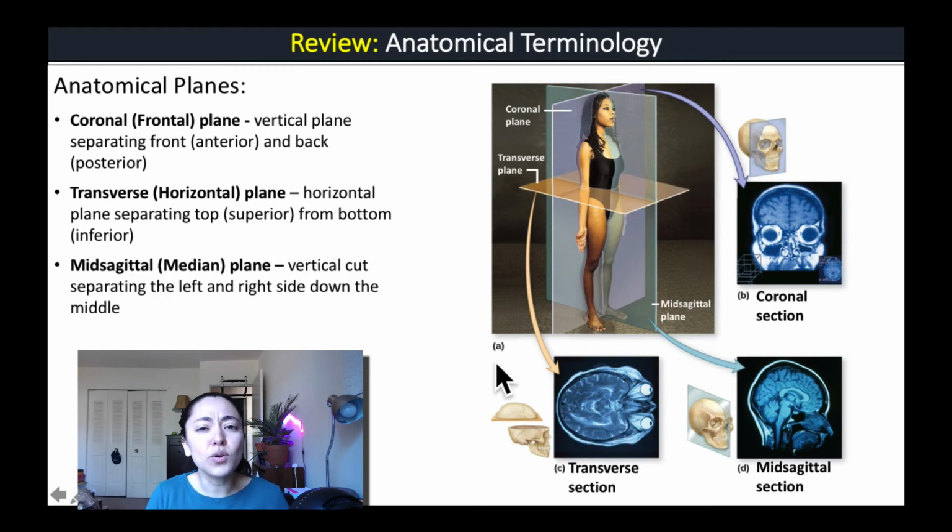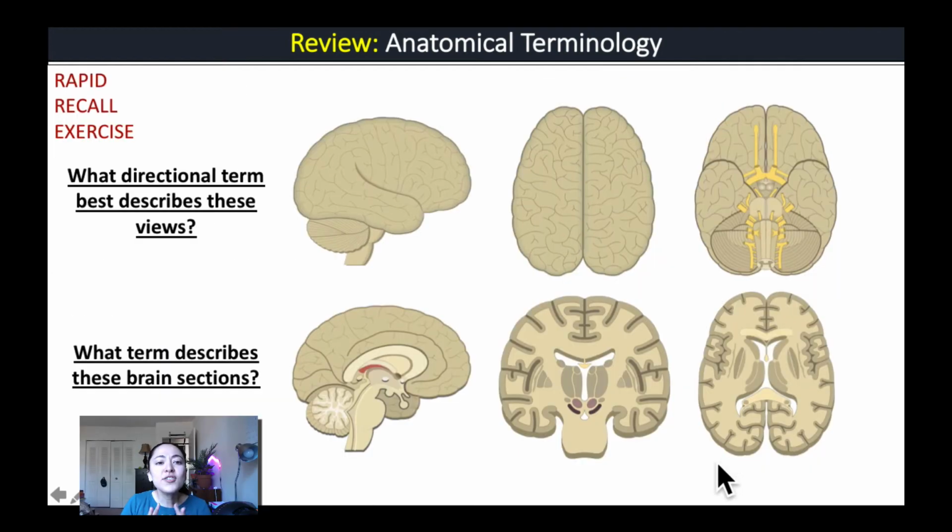A mid-sagittal or median plane is a vertical cut separating the left and right side down the middle. Here is a mid-sagittal cut of the head. You can see the right and left side have been separated. Understanding these anatomical terms is essential when orienting yourself around the brain. Can you guess the directional terms that best describe each of the views of the brain on the top row?